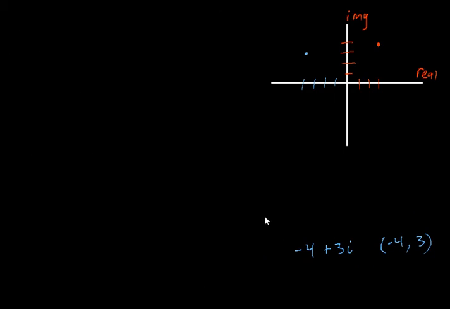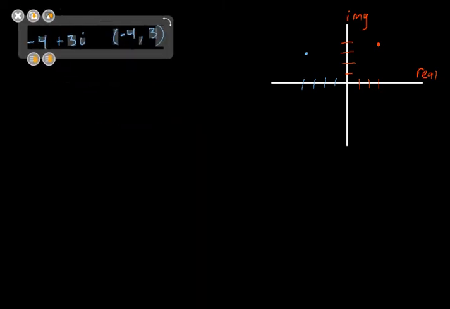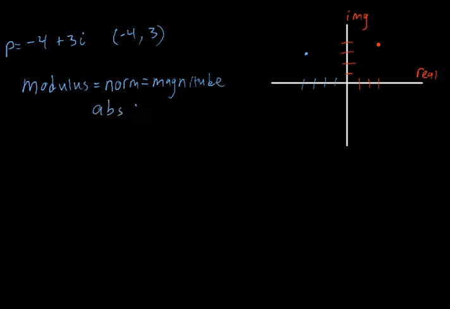So one thing that I can do after I've graphed it onto that complex plane is I can find out something called the modulus. So we can actually figure out what the modulus of this vector or of this complex number is. And let's go ahead and give it a name. Let's call this P. This is the complex point P. So modulus is a fancy word for norm, which is another fancy word for magnitude, which is, again, another fancy word for the absolute value, specifically when we're talking about complex numbers and vectors.